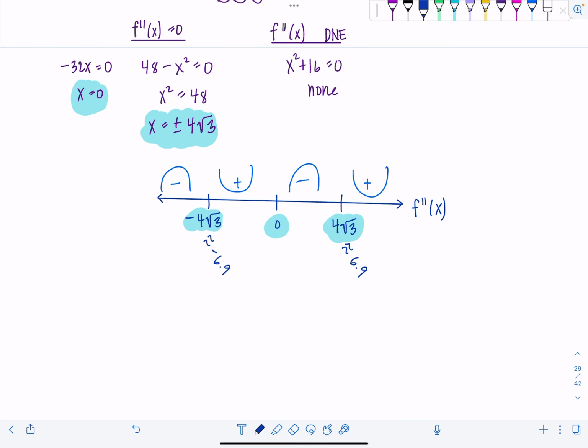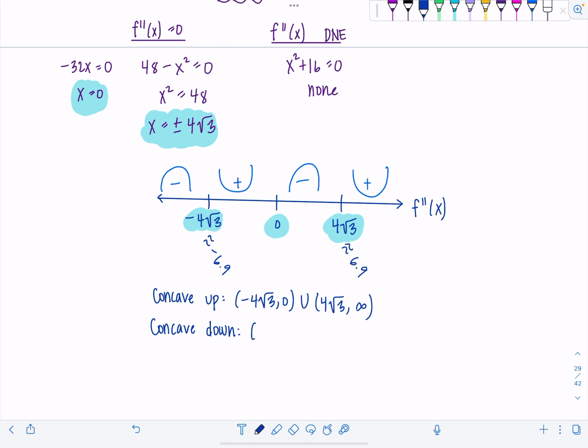Let's list our intervals of concavity. The graph is concave up where? From negative 4 rad 3 to 0, as well as 4 rad 3 to infinity. And then it's concave down where? Woo. From negative infinity to negative 4 rad 3 and 0 to 4 rad 3.